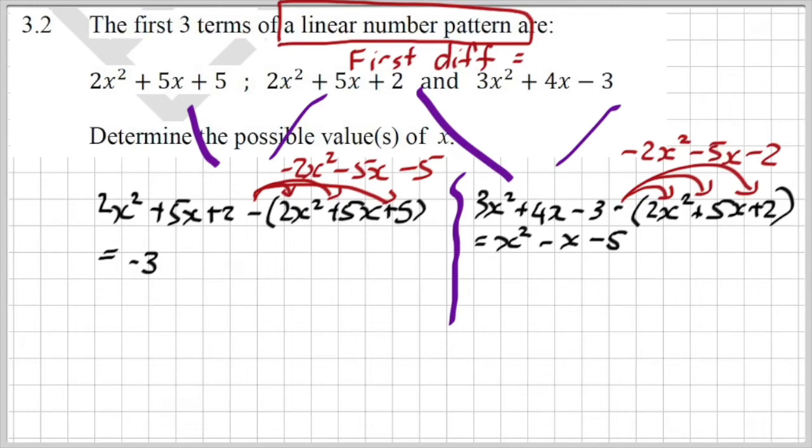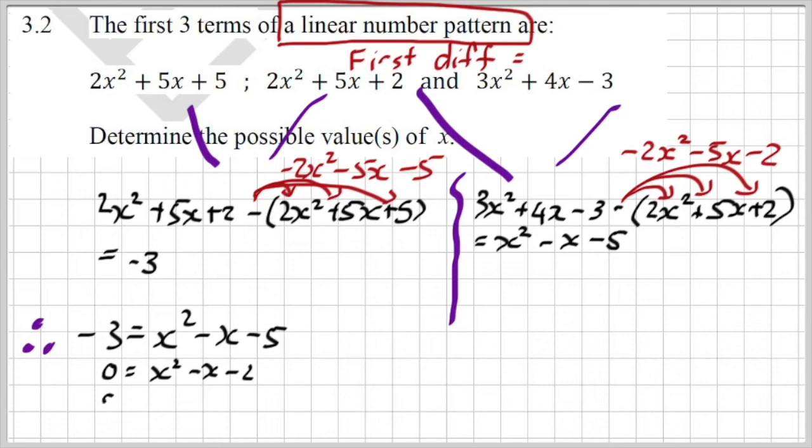Now, how do I solve the rest of it? Well, what is the definition? The definition says that the first differences must be equal. So negative 3 must be equal to x squared minus 5x minus 5. Now I completely forget that I'm busy working with sequences, and I look at what's in front of me. There's a quadratic equation, so I need to get it equal to 0.